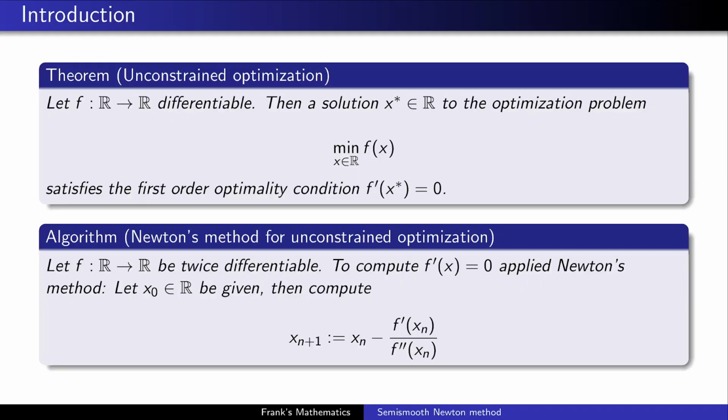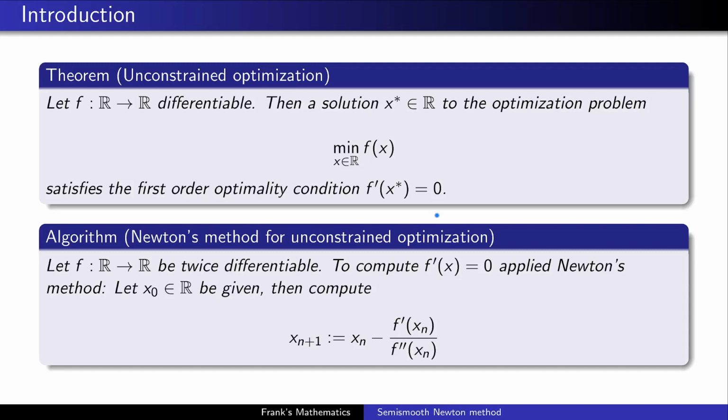Let's start with the following result for unconstrained optimization. This is very well known, I'm pretty sure you know this. Assume that we have a differentiable function going from R to R. Then we know that a solution x star to the following optimization problem, minimizing f of x over the whole domain, must satisfy the first order optimality conditions, which reads as f prime applied to x star is 0.